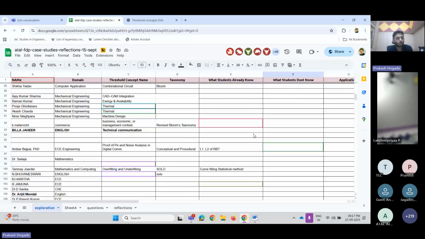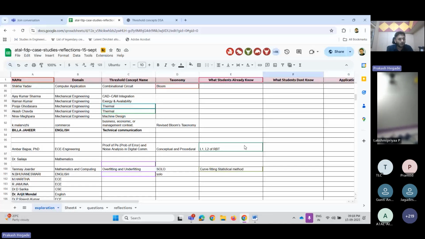Amber sir, about probability and noise analysis in digital communication, L1, L2 of RBT. Can you go a little more simplified and then write more? I know technically they know that, but from real-time social aspects, what else do they already know? Put something, because the more you put from the social analysis, the better. You can write something else which is coming from sociology, which the students already know, which they can connect to a real-time example.